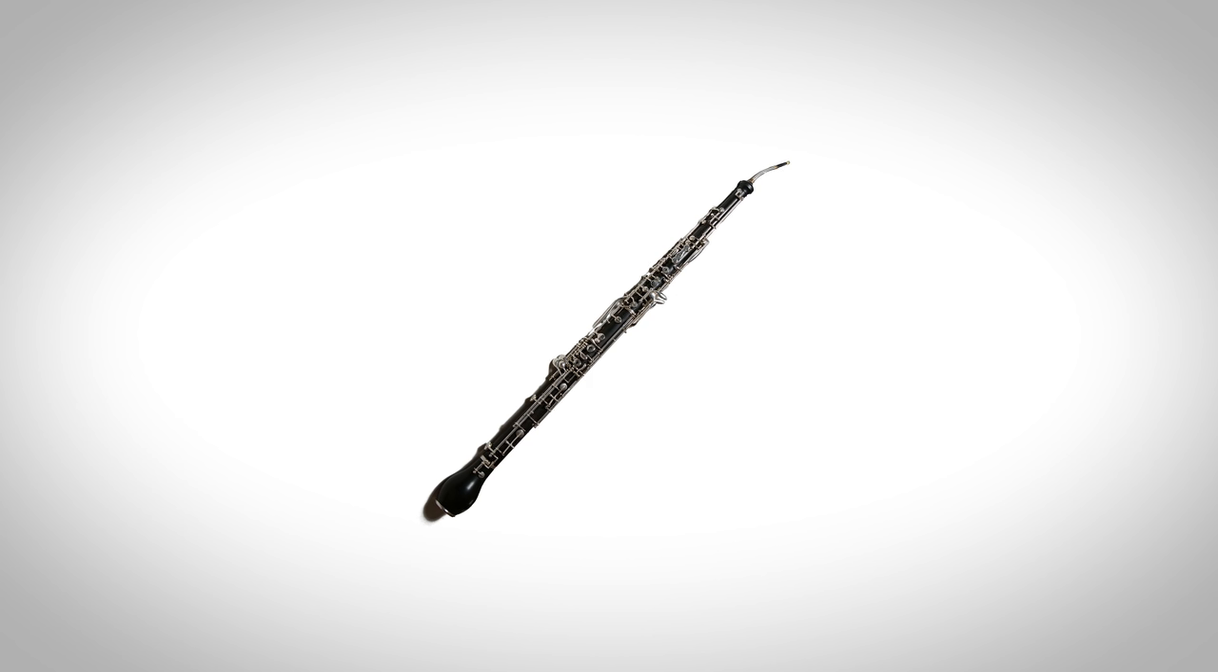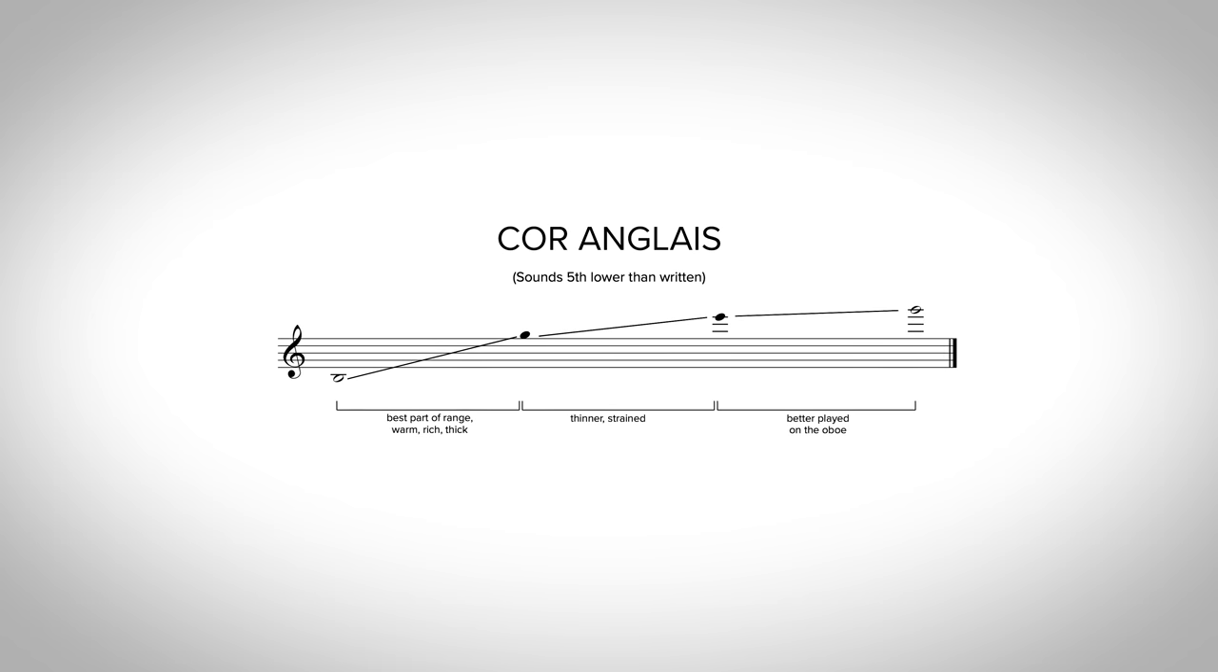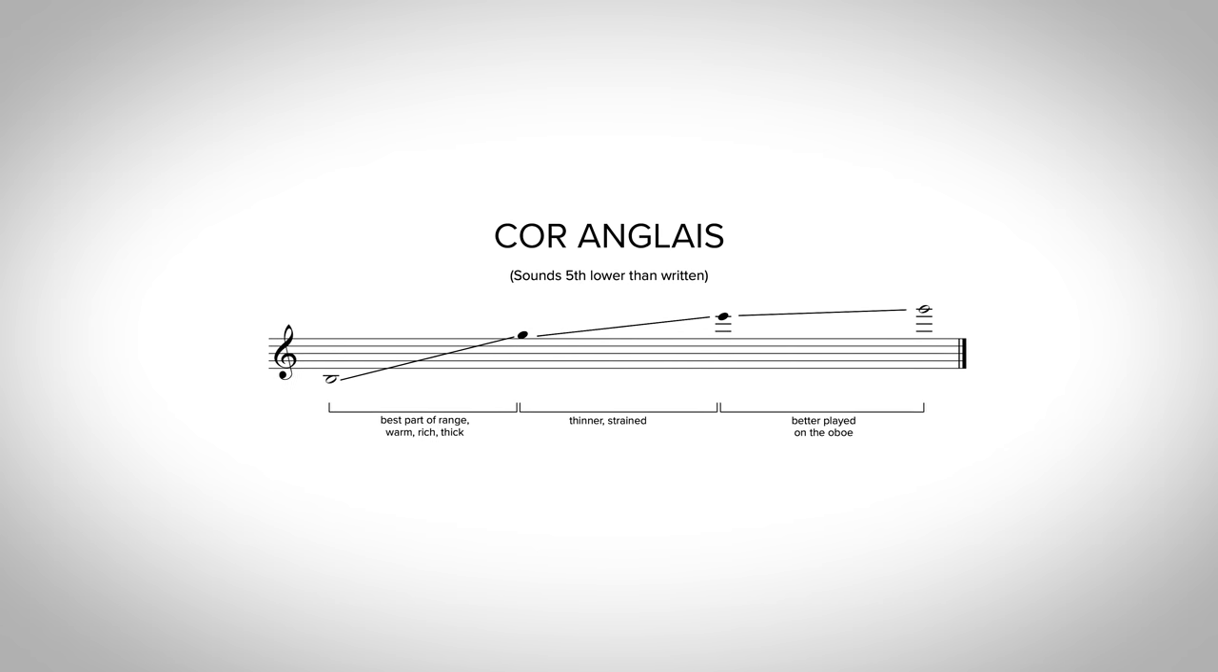So next up we have the cor anglais, or English horn. This basically replaces the first octave of the oboe and has a beautiful tone in that very first octave. So B2 to G3.